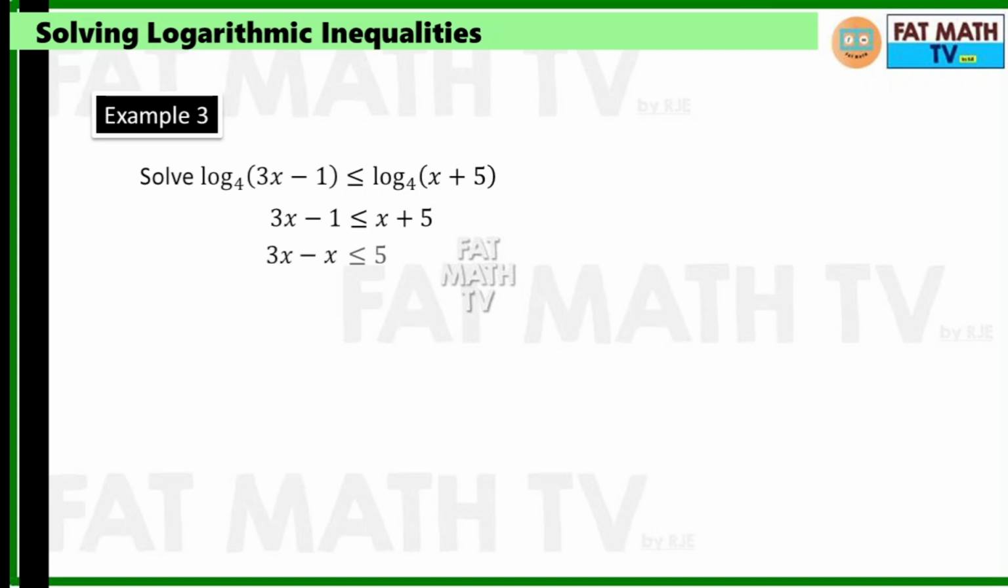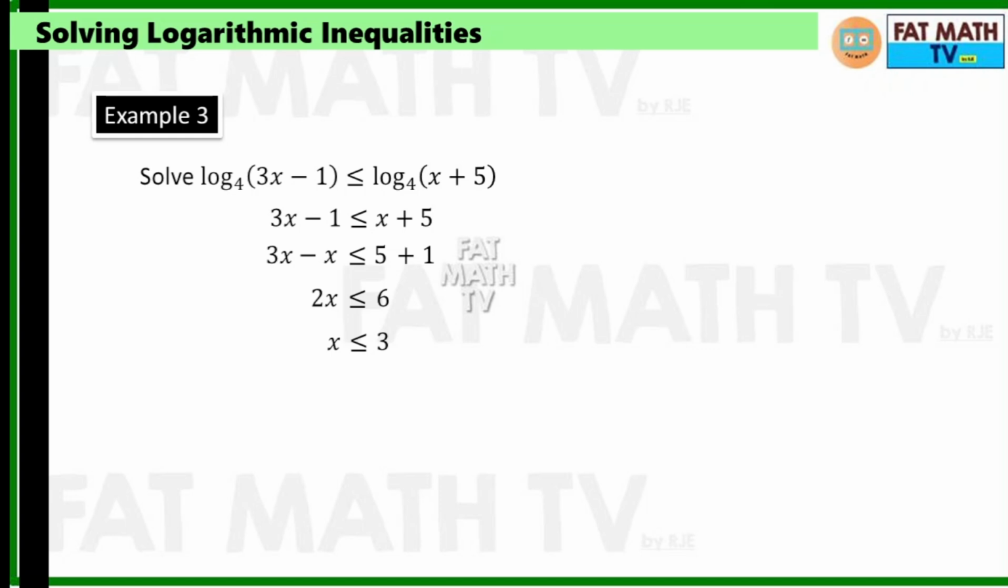We will have 3x minus x is less than or equal to 5 plus 1. 3x minus x is 2x. Less than or equal to 5 plus 1 is 6. Divide both sides by 2. You will get x is less than or equal to 6 divided by 2 is 3. So x is less than or equal to 3.